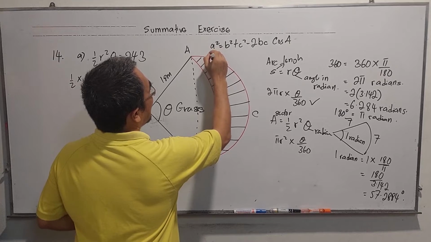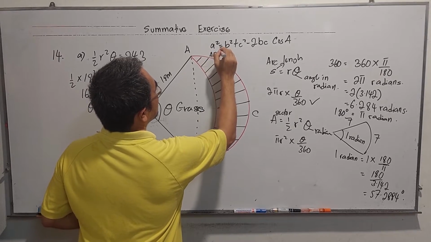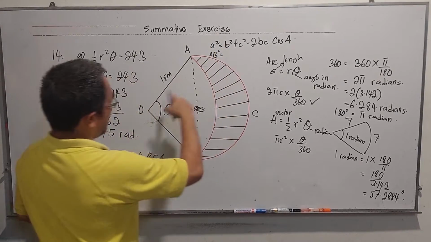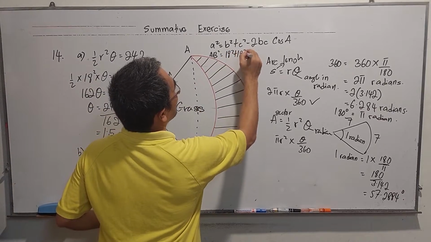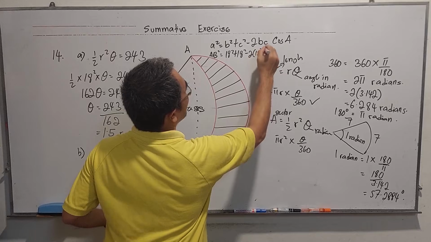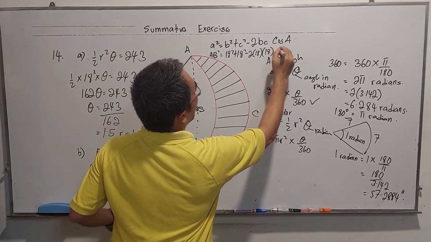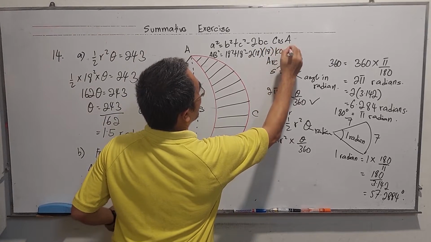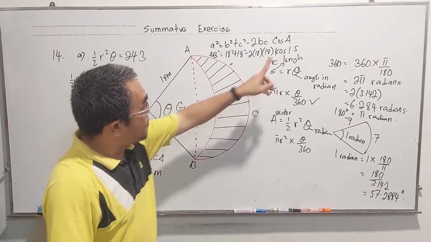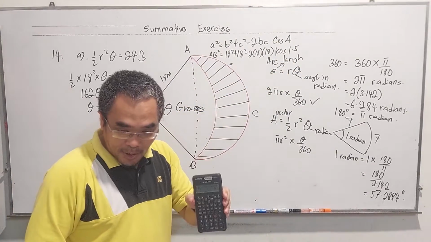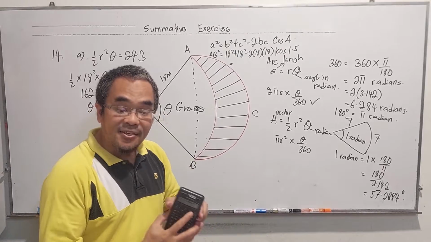So the length of AB squared will be 18 squared plus 18 squared minus 2 times 18 times 18 times cos 1.5. Okay, I'm using cos 1.5, but make sure the calculator is in rad.